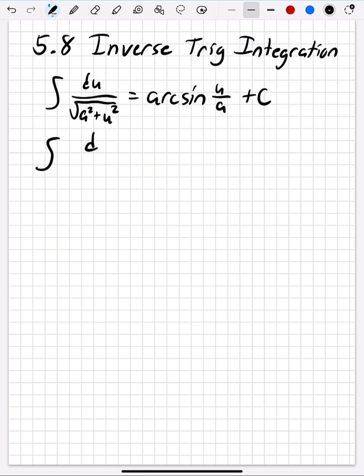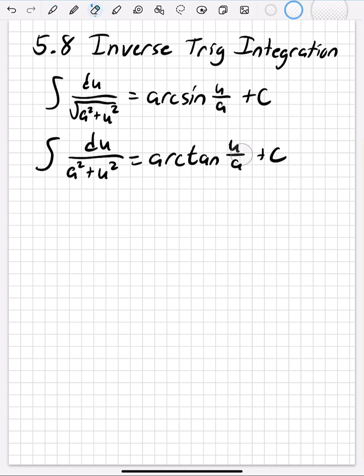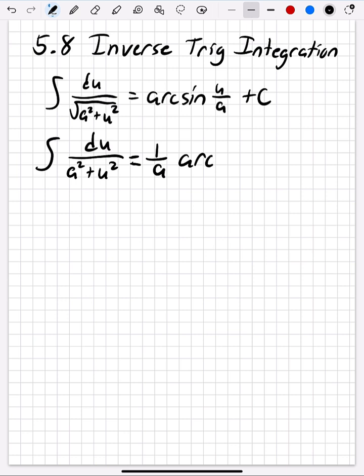All right, then we have du over just a squared plus u squared, so no square root. That is the arc tangent of u over a plus c. Or excuse me, sorry. It's 1 over a arc tangent. Let me rewrite that. So it's 1 over a arc tangent of u divided by a plus c.